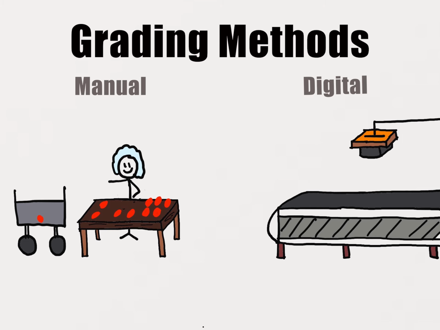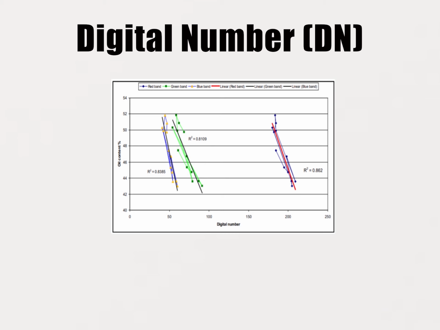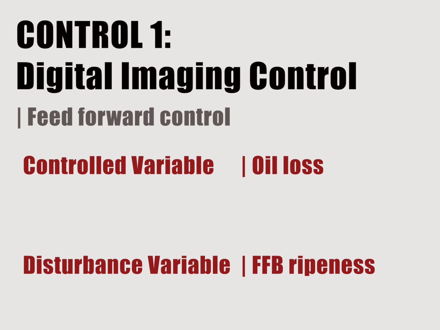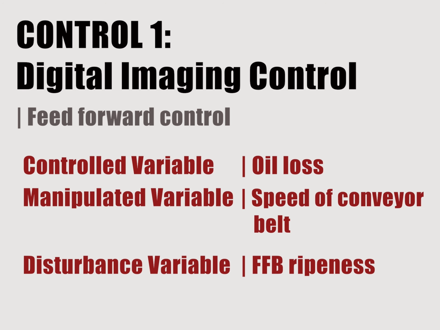This can be done by taking images of FFB and converting them into digital number values representing three color bands, red, green, and blue, by using software analysis. The control strategy is a feed-forward control to control oil loss by measuring the disturbance variable, which is the ripeness of FFB, and manipulating the speed of the conveyor belt.